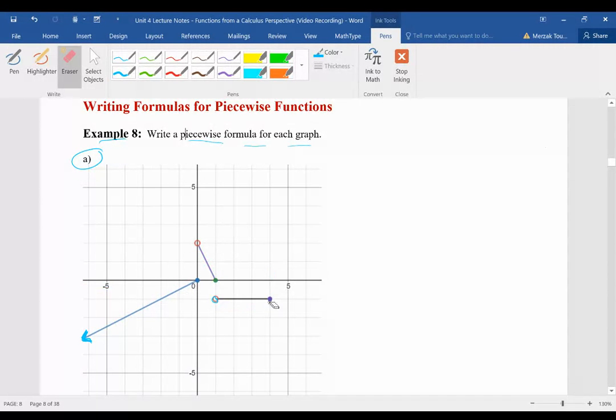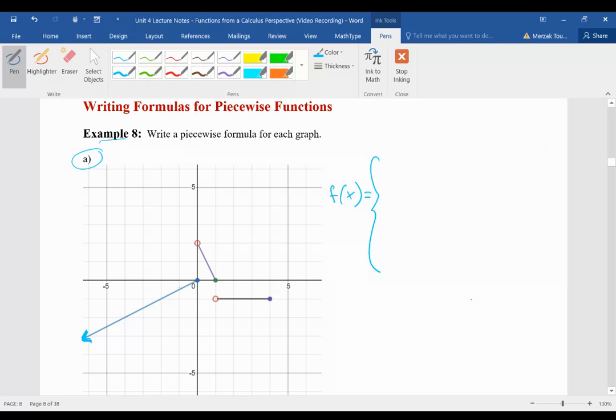Okay, now how do we write a formula for this piecewise function? Let's label this function with f. So f in terms of x. So f of x equals.